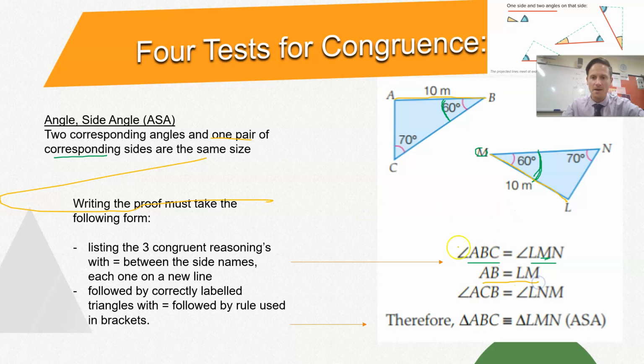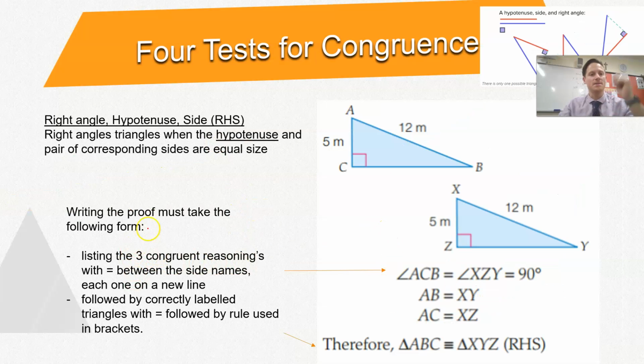That's that there. And then the last angle is the angle ACB. ACB equals angle LNM. So that's LNM. And therefore, triangle ABC is congruent to triangle LMN, and the rule or the test is ASA in brackets. The last test in this video is the RHS, so right angle, hypotenuse, and side.